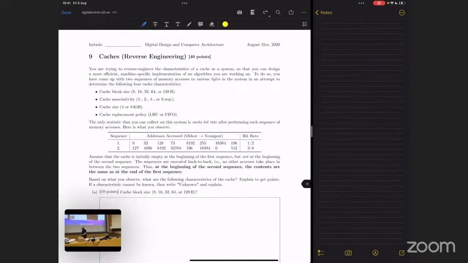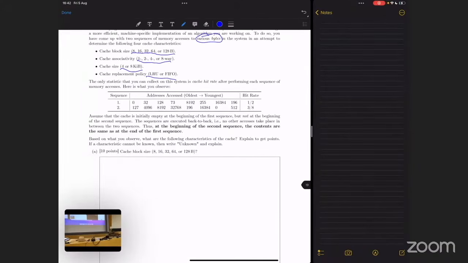Hello, everyone. In the last question, we're going to solve this cache reverse engineering question. So let's first take a look at the description and extract all the information we need. First, this cache is addressed by bytes. We have the following 5 different possible block sizes, 4 possible associativities, 2 possible cache sizes, and one final thing is the replacement policy, either least recently used or first in, first out.